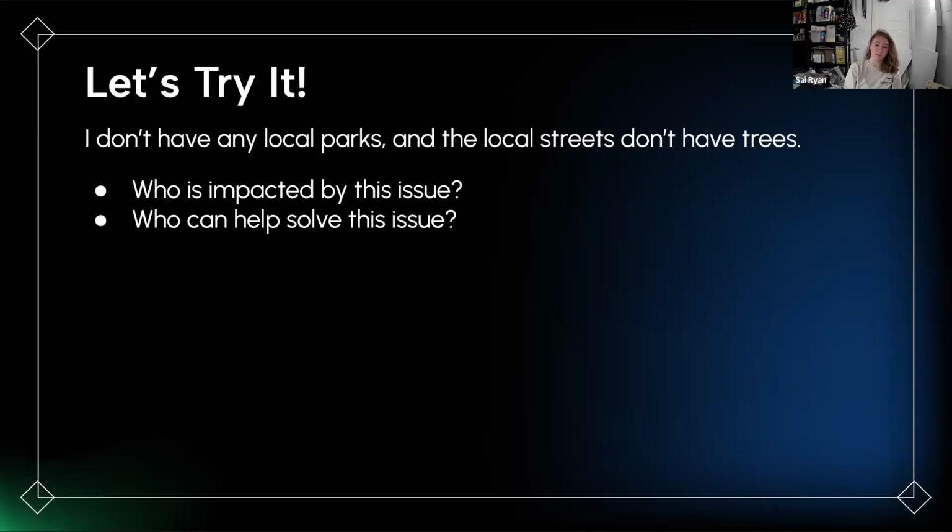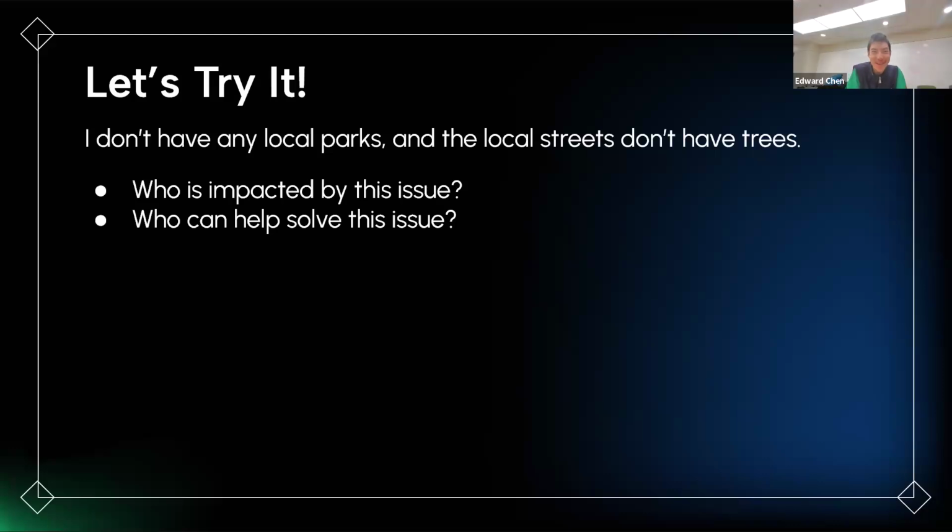Like the actual upkeep of these things would have to deal more legally with them. So if there were someone to advocate in a more bureaucratic way, it would probably be them to help solve the issue. Thanks, Sai. I really appreciate that. That's great.